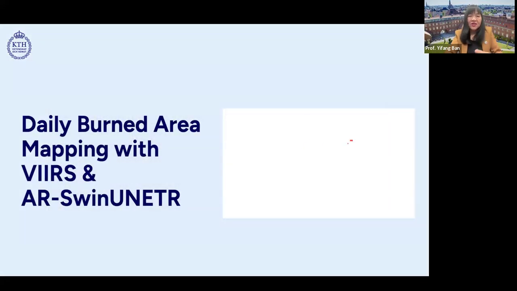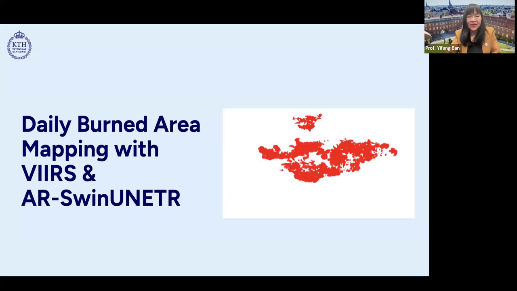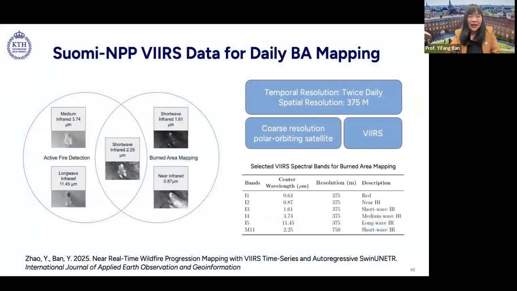And then, how do we achieve near real-time daily burnt area mapping using VIIRS and an autoregressive Swin transformer? That's the next thing I would like to show. As you all know, often people use accumulated active fire points as burned areas, but satellites only capture an instant. So there are active fires during the capture time, and you don't really get it when you accumulate. So for progression, you really need to map the burned area. So then we decided to use VIIRS to try to map daily burned areas.